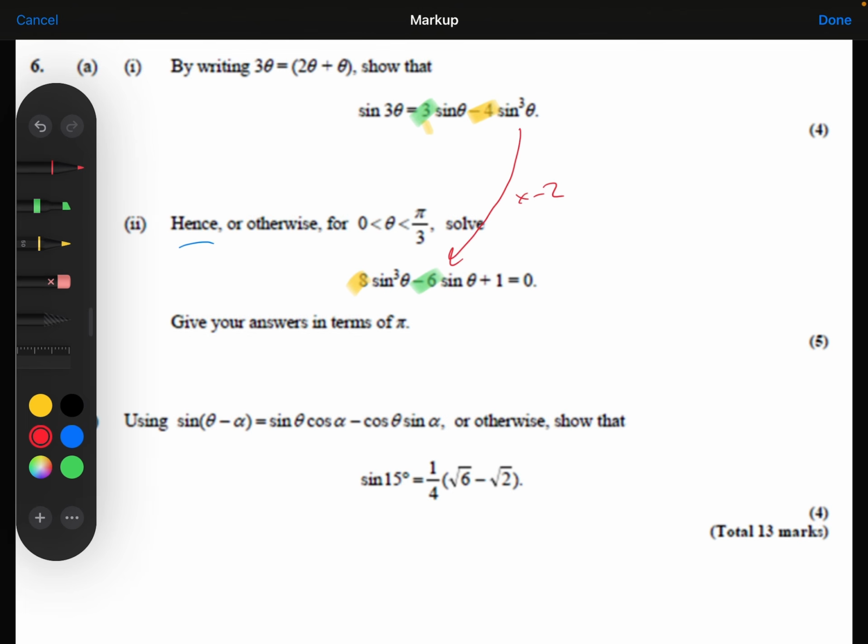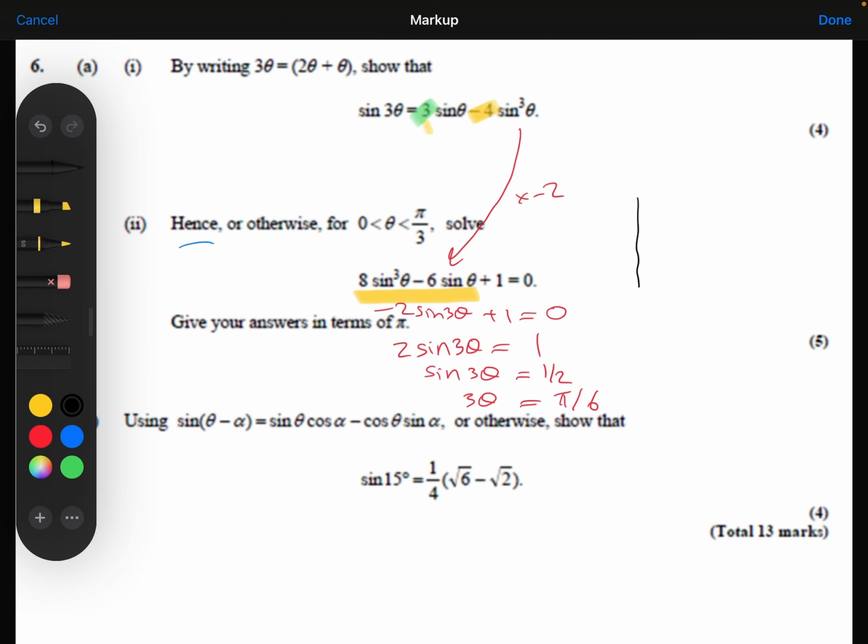The minus 4 times the minus 2 makes an 8. The 3 times the minus 2 makes the minus 6. So based on that, I can replace all of this with minus 2 sine 3 theta. Which means I can then take that to the other side to get 2 sine 3 theta equals 1. So sine 3 theta is 1/2. If I now do sine inverse, I get pi over 6.